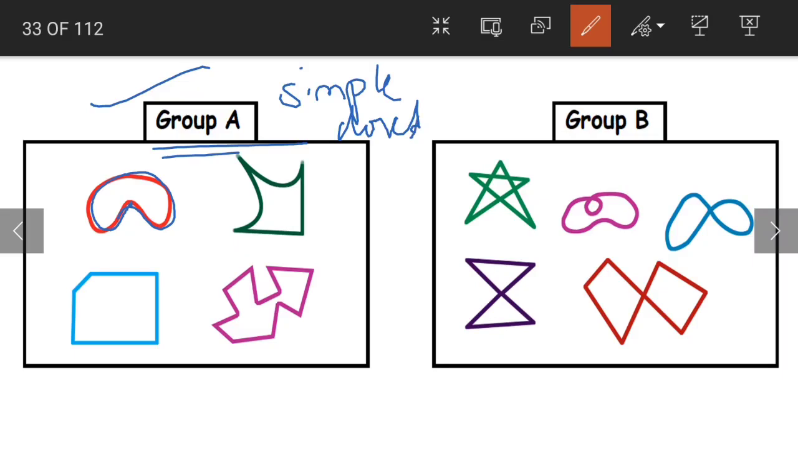Whereas in group B, we can see that these curves are not simple. They are crossing at least one point. So what are simple closed curves here? The curves which do not cross the path at any point become our simple closed curves.